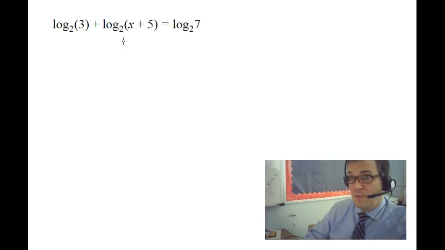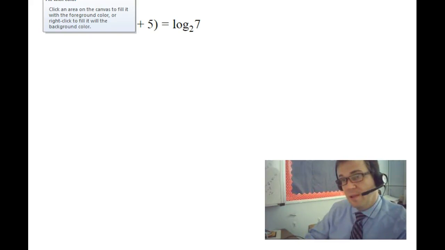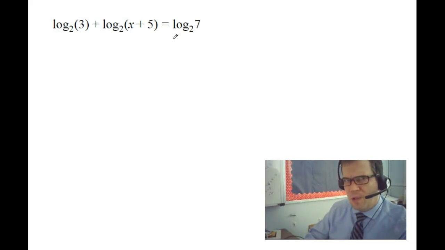Going to want to solve this equation for x. I see a lot of logs. Luckily, they all have the same base. At this level, they always will. But I do see multiple logs in my problem.